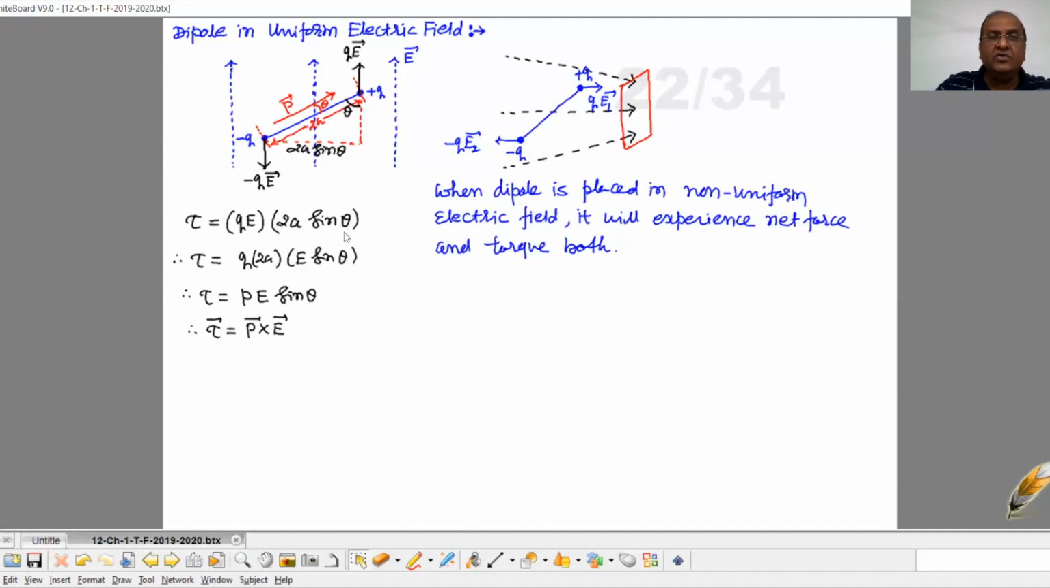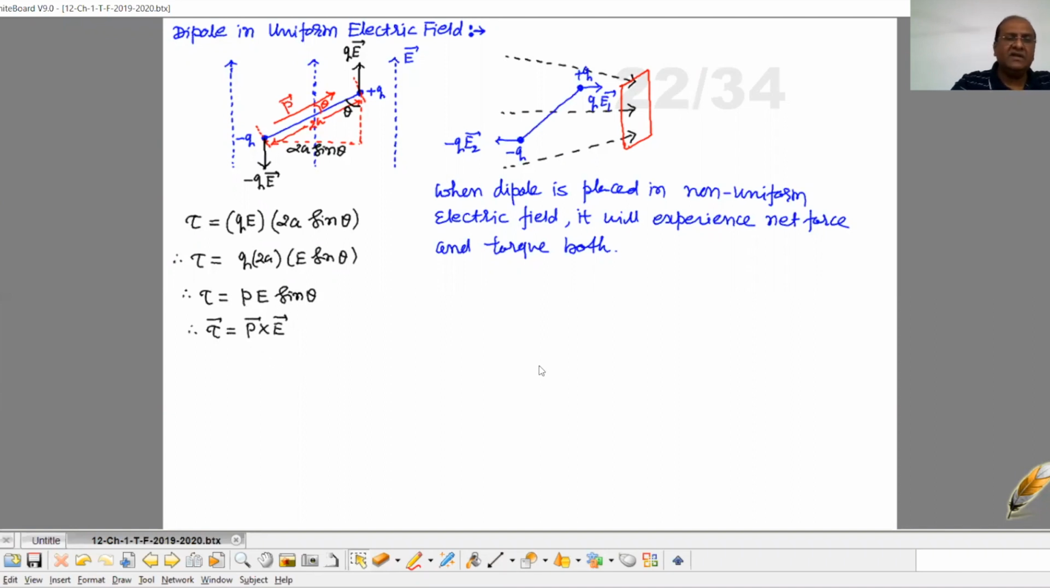So QE into 2a sine theta. So torque tau is force QE into 2a sine theta. So we can write tau equal to Q into 2a into E sine theta. So tau is P E sine theta. In vector form we can write torque tau is P cross E.